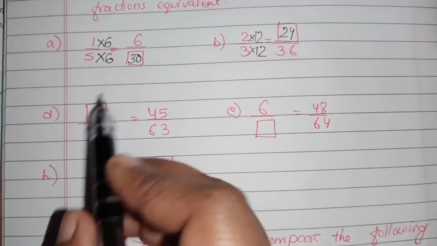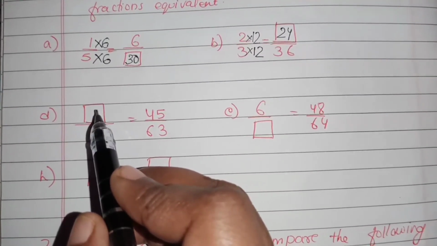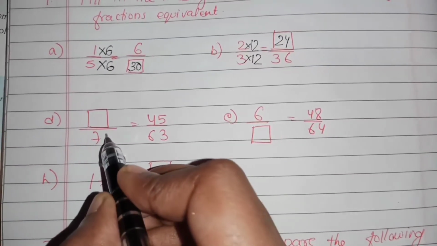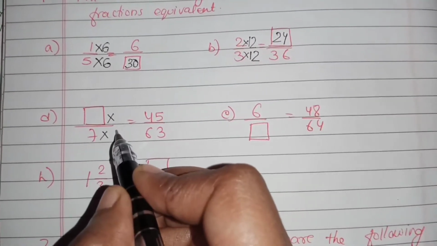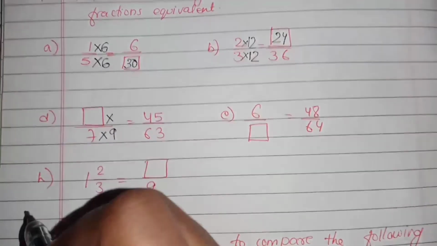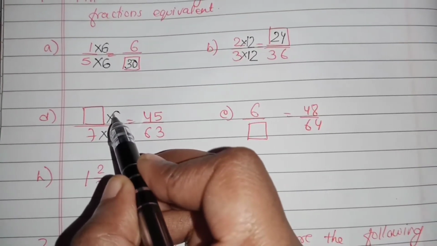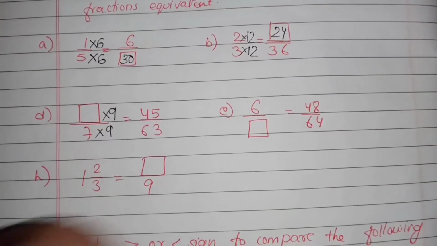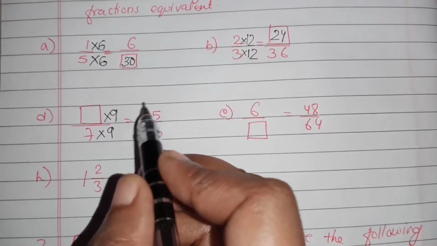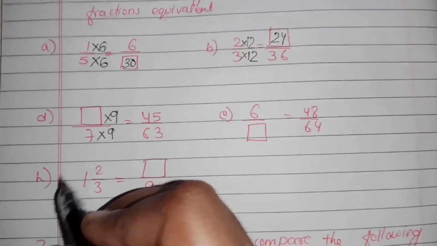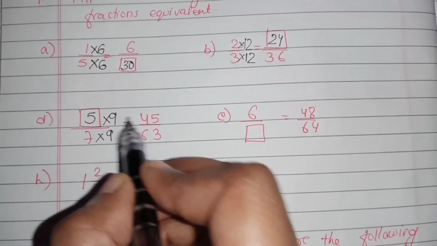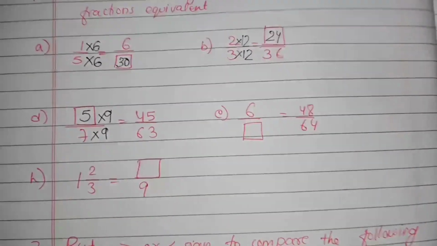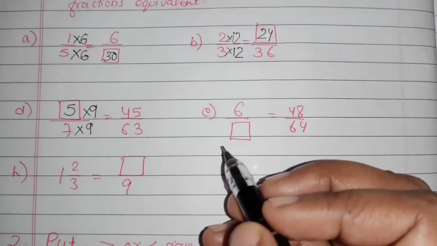Okay. Now here, see here, this side numerator is missing. So how to do? Same only, put multiplication sign both the side. 7 9s are 63. On top also, that is numerator will multiply by 9. 9 5s are 45, so what will be here? 5. Okay, 5 9s are 45, 7 9s are 63. So it is so simple.